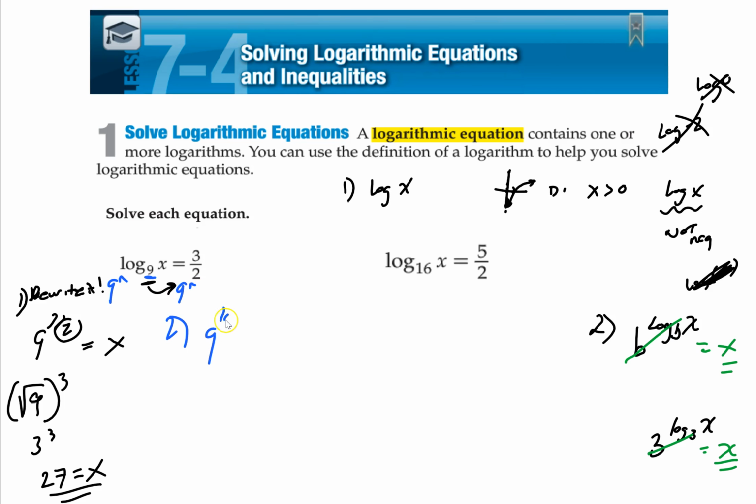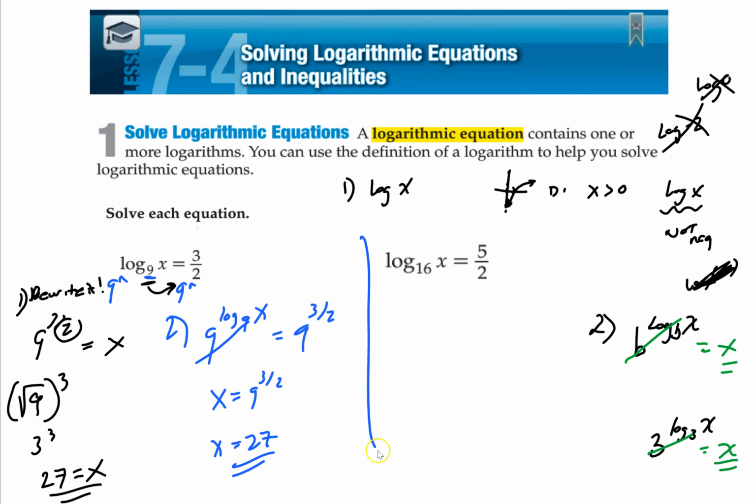It looks like 9 to the log base 9 of x equals 9 to the 3/2. What happens here is that these cancel out, and you get x equals 9 to the 3/2, which we already did, and we know is 27. I know it's essentially the same thing, but that's the way we're going to be doing it. We're going to do it more mathematically. We just take the 9 on both sides, and also added bonus, it's an easier way than having to rewrite it, right? So that's the idea. So let's do this one.